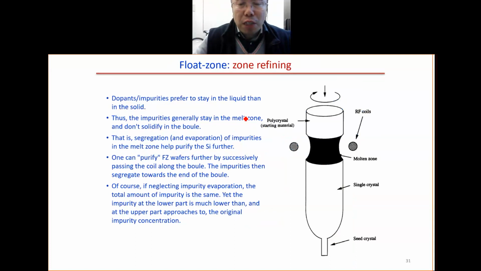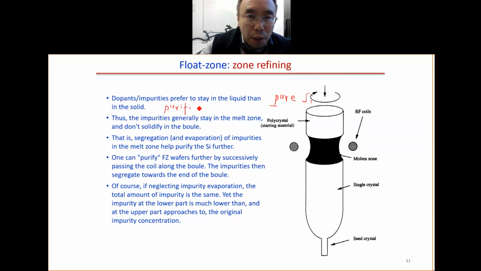For the float zone we want to purify. We want very, very pure silicon. That means this is also a purification process. This is called zone refining. It's also called purification.